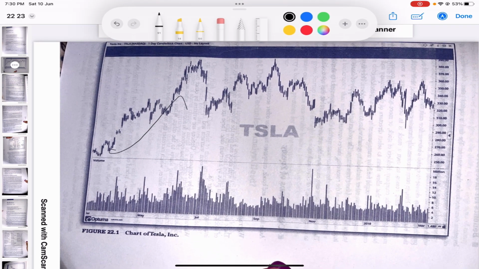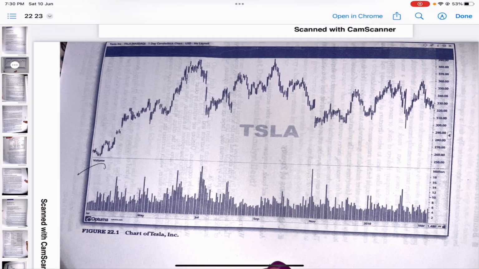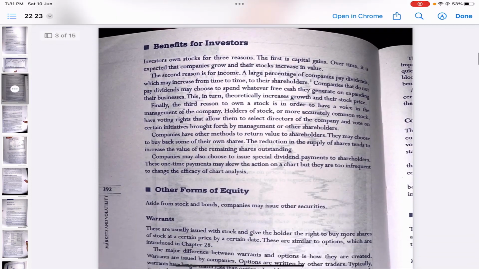And this is my price chart, and this is my volume chart. So you already know how to analyze the volume. In case you don't know how to do it, check the other videos in the playlist. Now, what are the benefits to the investors? What benefits do investors receive when they are investing in equities of companies?